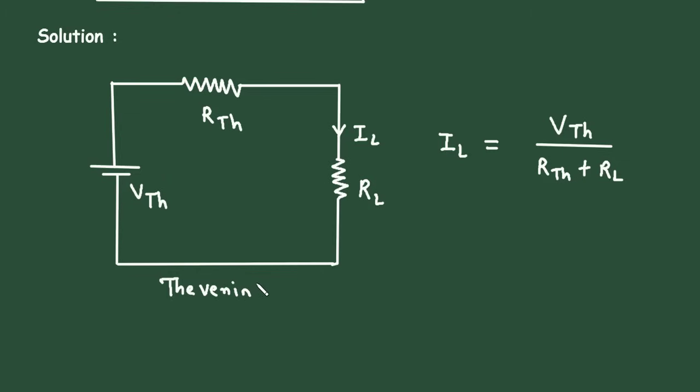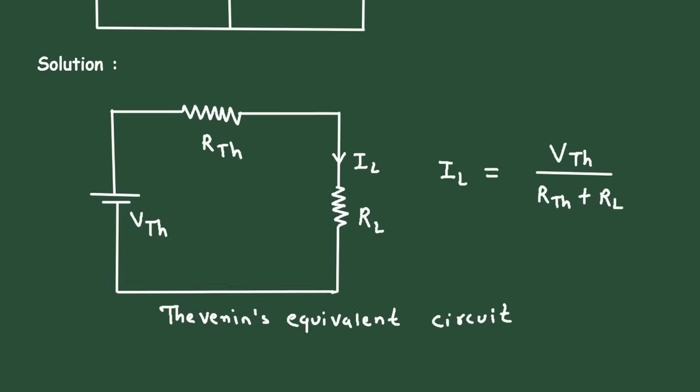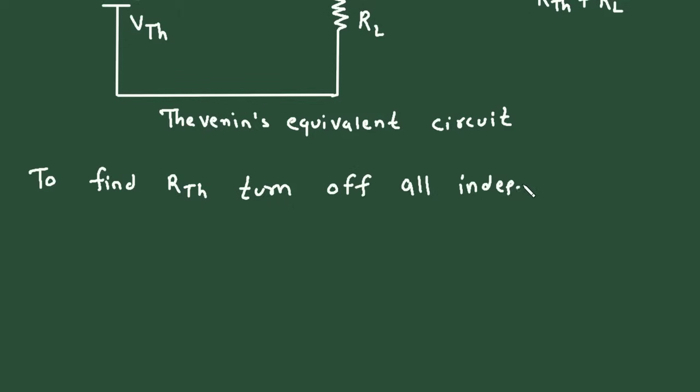This circuit is called Thevenin's equivalent circuit. Now, first of all, we will find the value of RTH. So, to find RTH, turn off all independent sources.